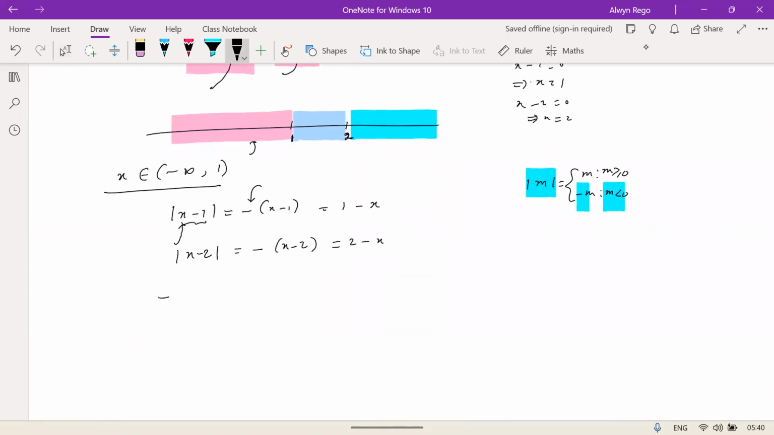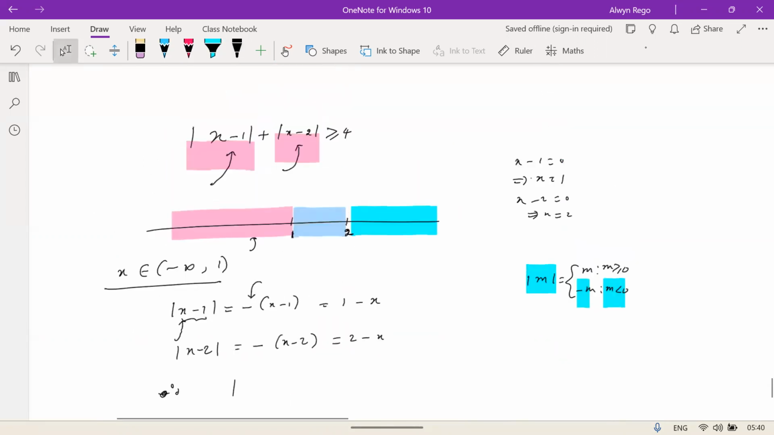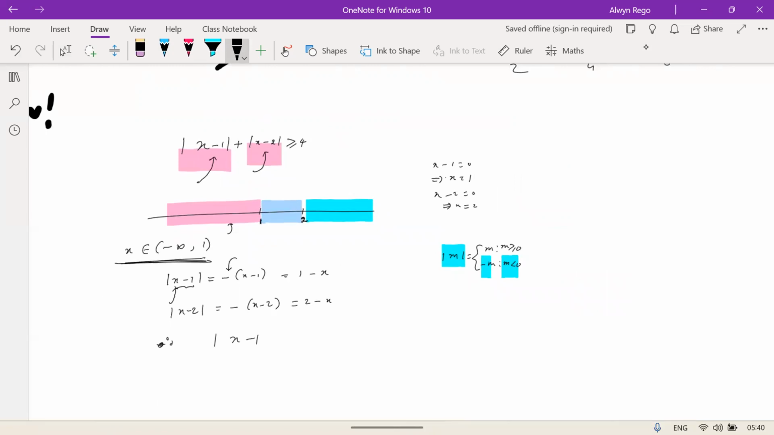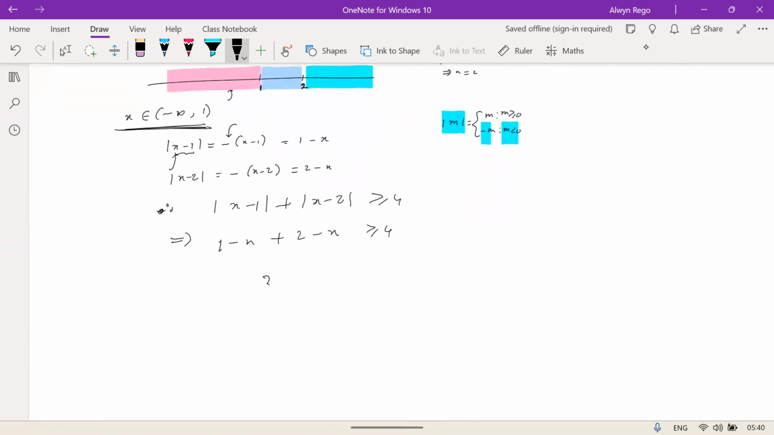therefore, in this zone here, the absolute value of x minus 1 plus absolute value of x minus 2 is more than or equal to 4 implies that 1 minus x plus 2 minus x is more than or equal to 4. Therefore, we find that 3 minus 2x is more than or equal to 4. Therefore, minus 2x is more than or equal to 4 minus 3. Minus 2x is more than or equal to 1. Therefore, x is less than or equal to negative 1 upon 2.